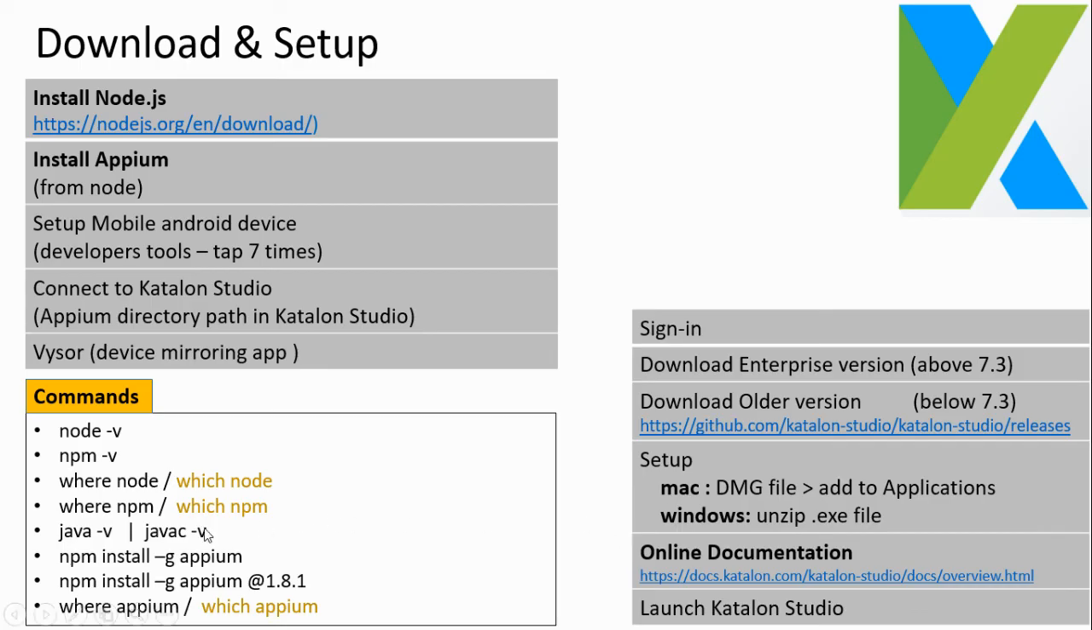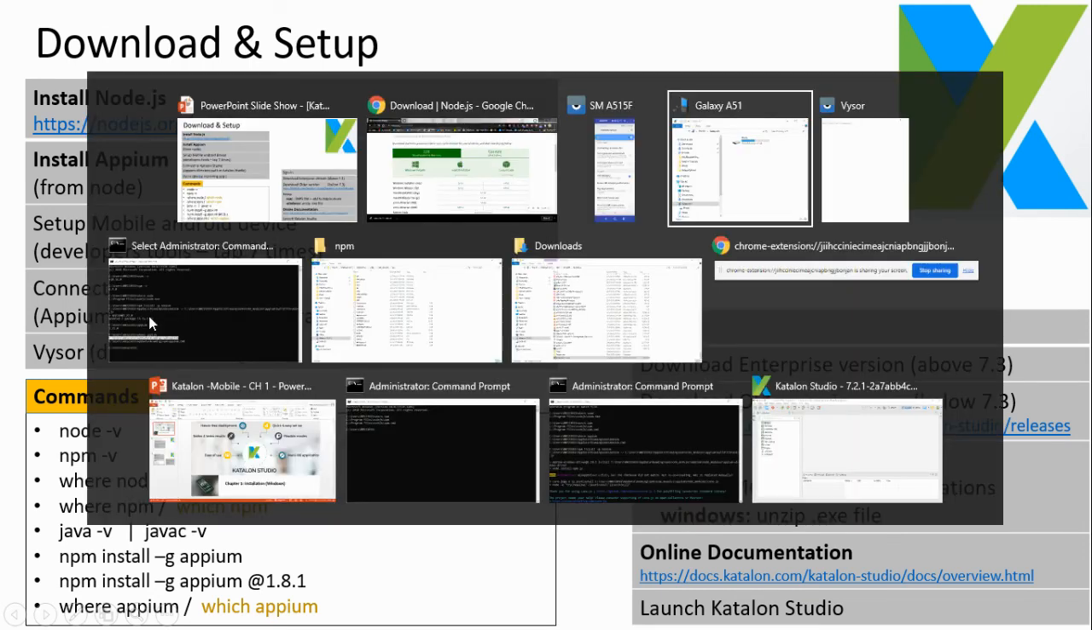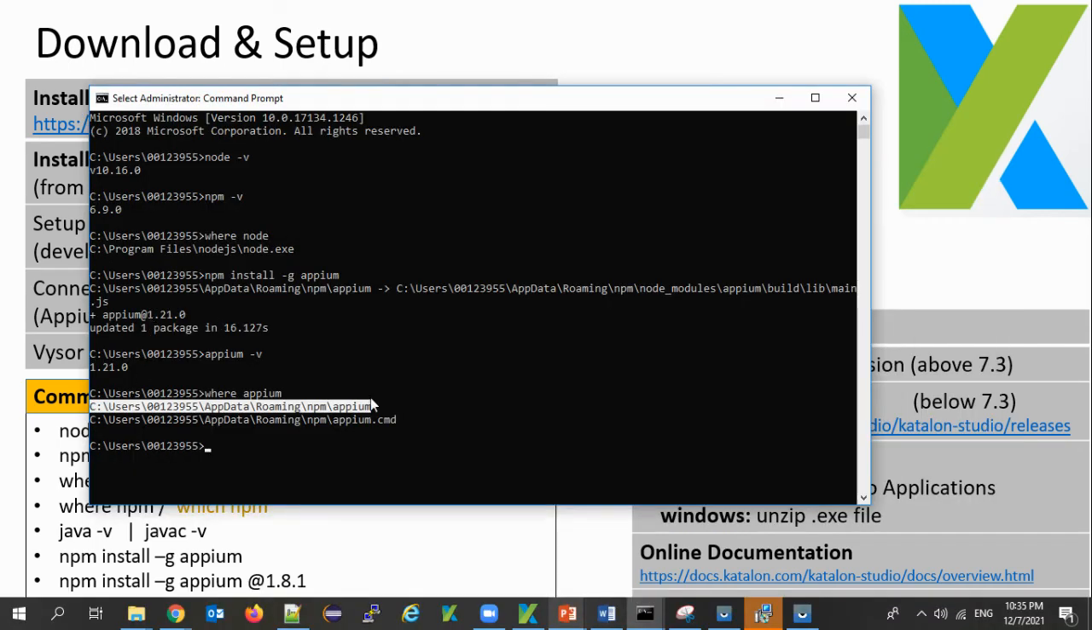So we have installed node, npm and apm as well, and then we have verified the steps as well. Subsequently we need to enable the developer options on our Android device by tapping 7 times on the build number under the about device. Then the last step that is left out is to pass the path of the APM directory into Katalon Studio, which is this one.